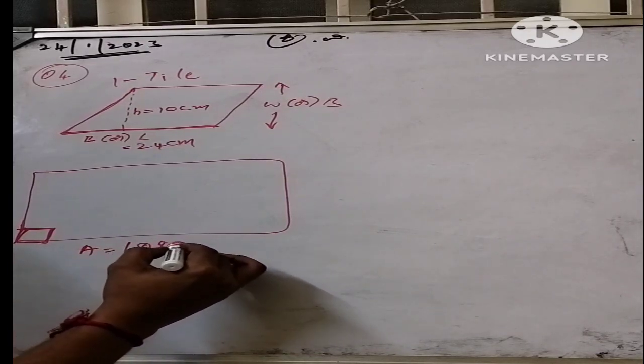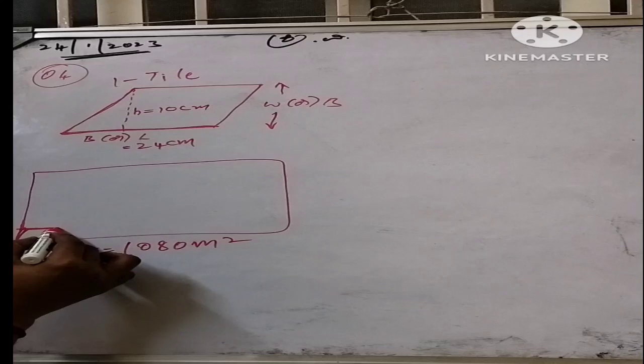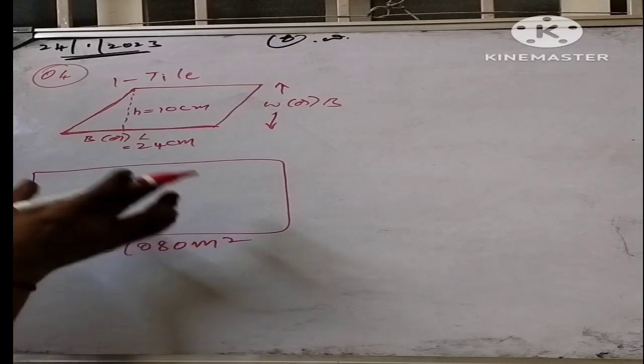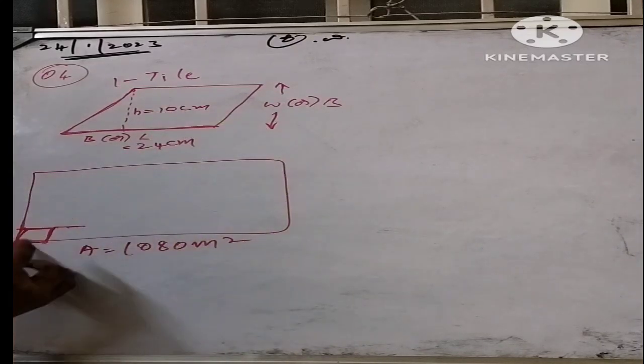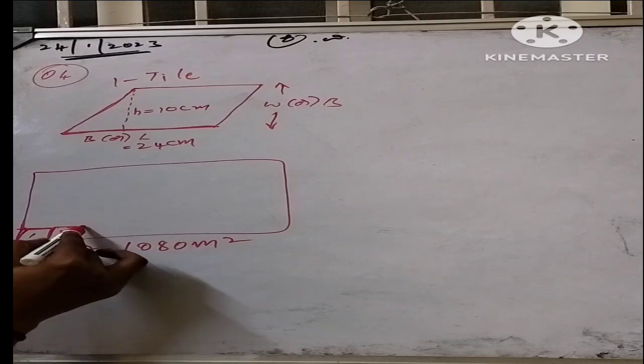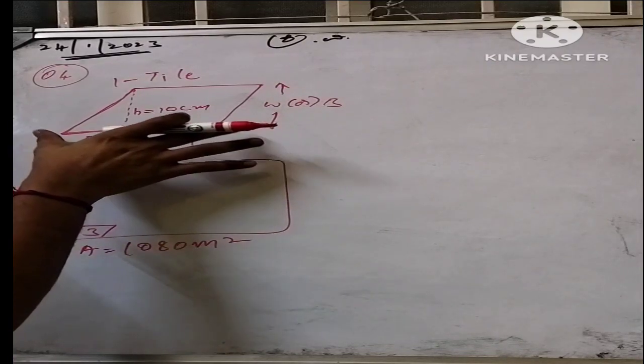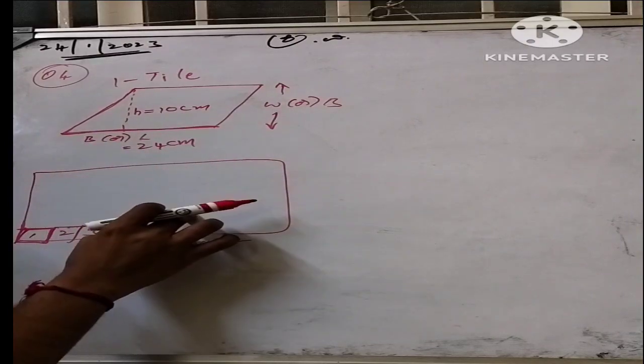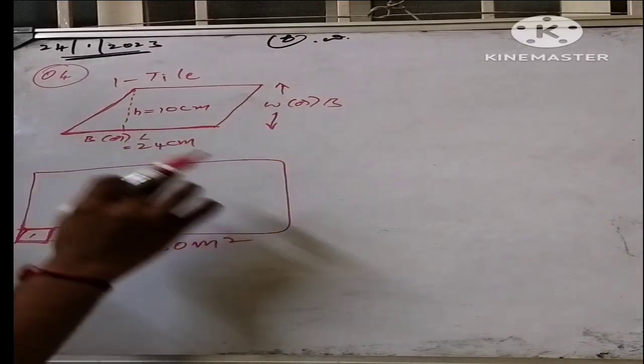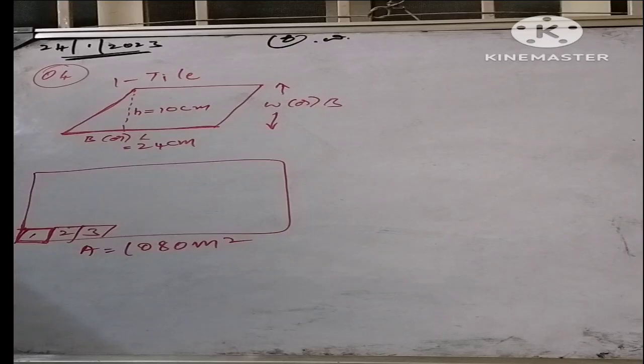1080 meter square? If you are not understanding, just see this. This one is one tile, this one is two tiles, this one is three tiles. Like this, with these dimensions, how many tiles can we insert in the area of 1080 meter square, he is asking. So let's take the data.